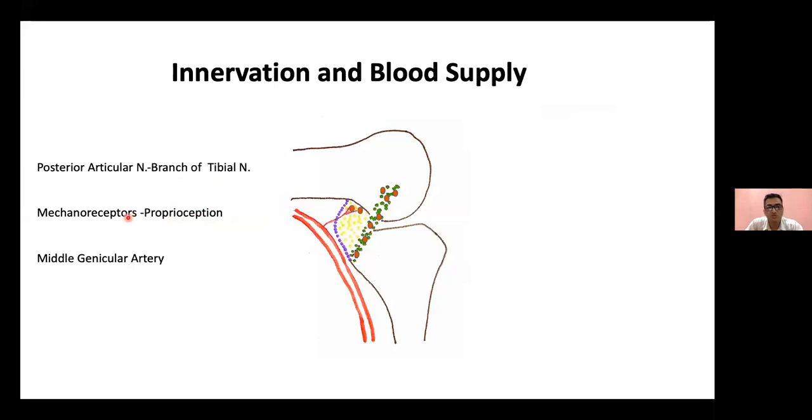Because we well know the mechanoreceptors are important for proprioception of the knee. And the blood supply is by the middle genicular artery. This is the middle genicular artery, and this is a branch of the popliteal artery. The genicular artery not only supplies the septum, but also supplies the posterior cruciate ligament.